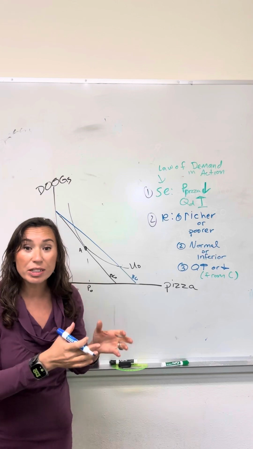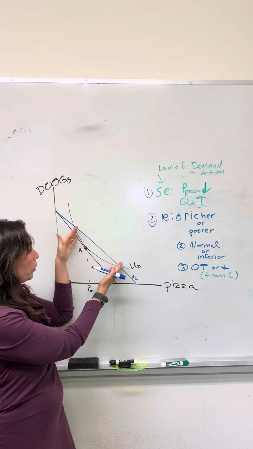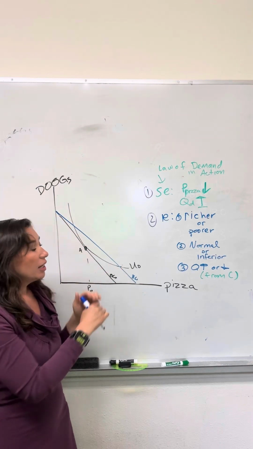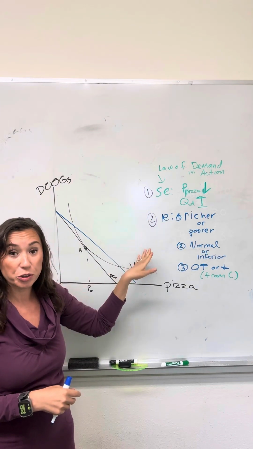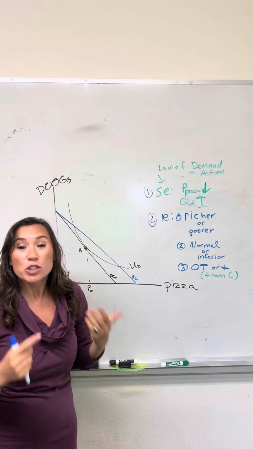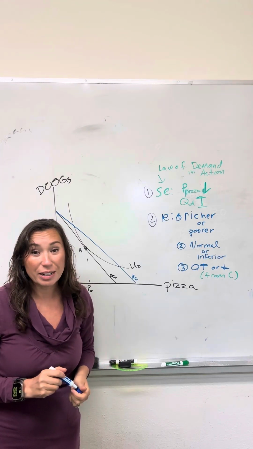In our previous analysis, we kind of said, because indifference curves don't cross, it's anywhere between the intersection of U-naught and BC1, but we can do so much better now that we've introduced substitution and income effects. So what is the substitution effect? The substitution effect is just the law of demand in action.